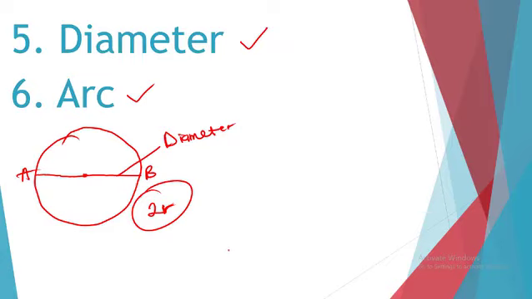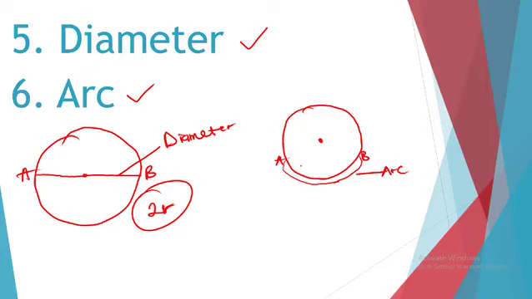The arc is a part of the circumference between 2 points. Let's have a circle drawn, and this is the center, you remember. Then we have point A and point B. The part from this point A to this point B is what we call the arc. I said the part of the circumference between 2 points is what we call the arc. So we have the major arc and the minor arc.